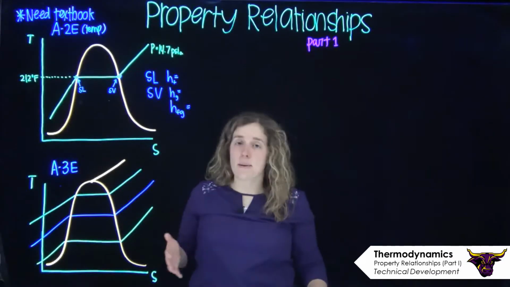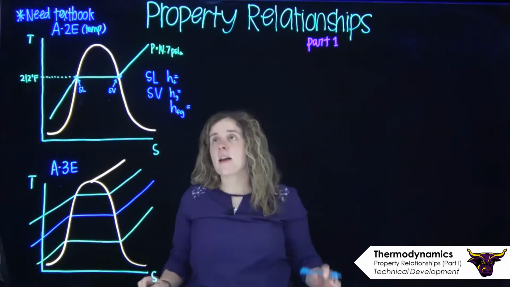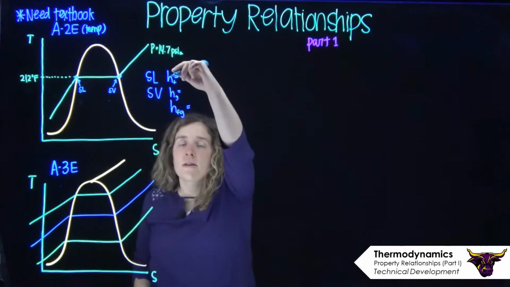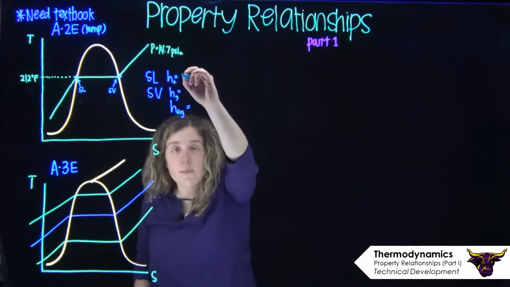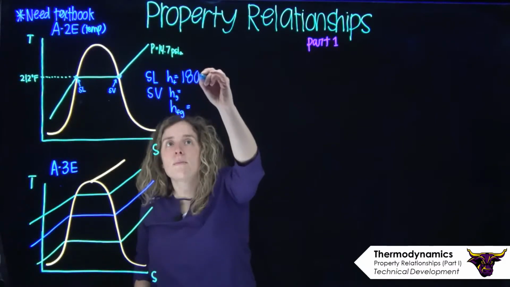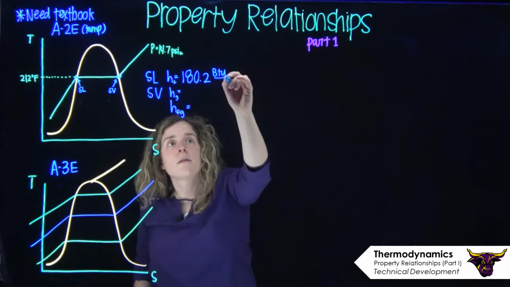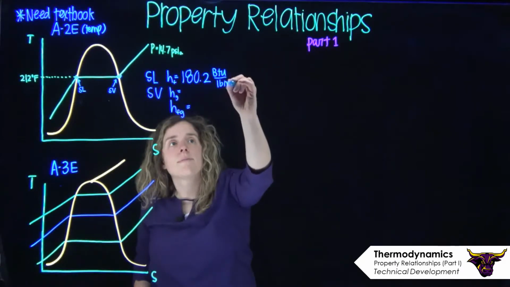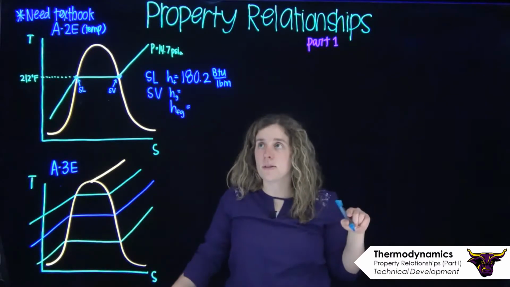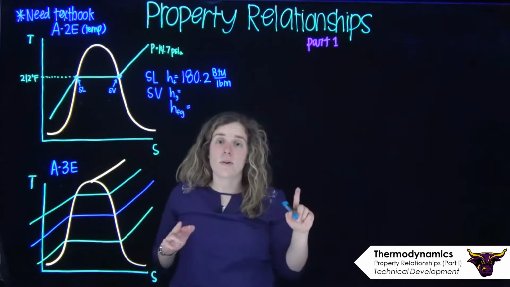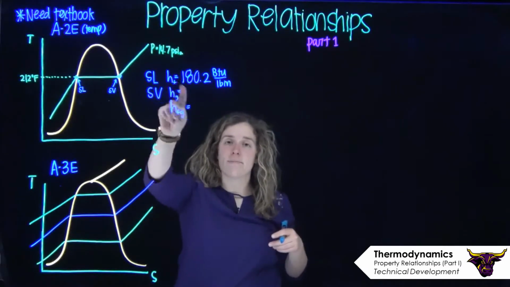Based on this temperature and this pressure, we can determine that the hf, the enthalpy for a saturated liquid, that fully saturated liquid, is going to be 180.2 BTUs per pound mass. So if you didn't get that, reevaluate, go back to the table, see if you can see where you may have gone wrong. Maybe you got a wrong row, a wrong column. But that should be hf.